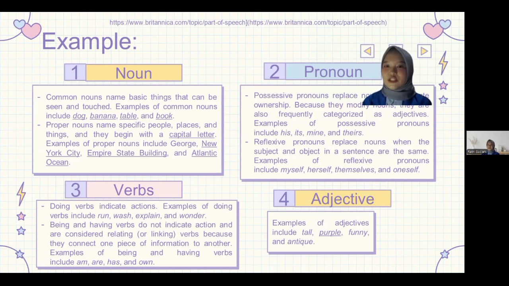Number 2 is pronouns. Possessive pronouns replace nouns.